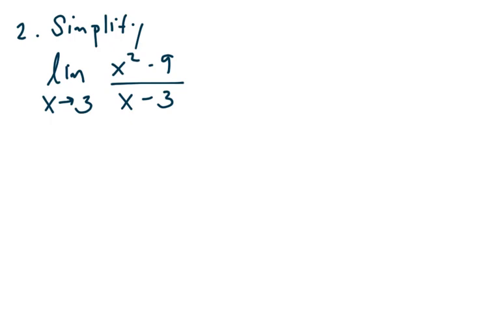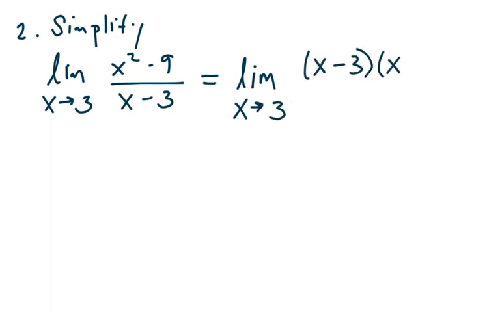So one way to simplify is to factor. With a problem like this, be on the lookout for factoring and simplifying the expression to allow you to directly substitute. So I'm going to factor the numerator into x minus 3 times x plus 3, because x squared minus 9 is a difference of two squares. And now we see that there's a shared factor in the numerator and denominator of x minus 3. So x minus 3 over x minus 3 is 1.